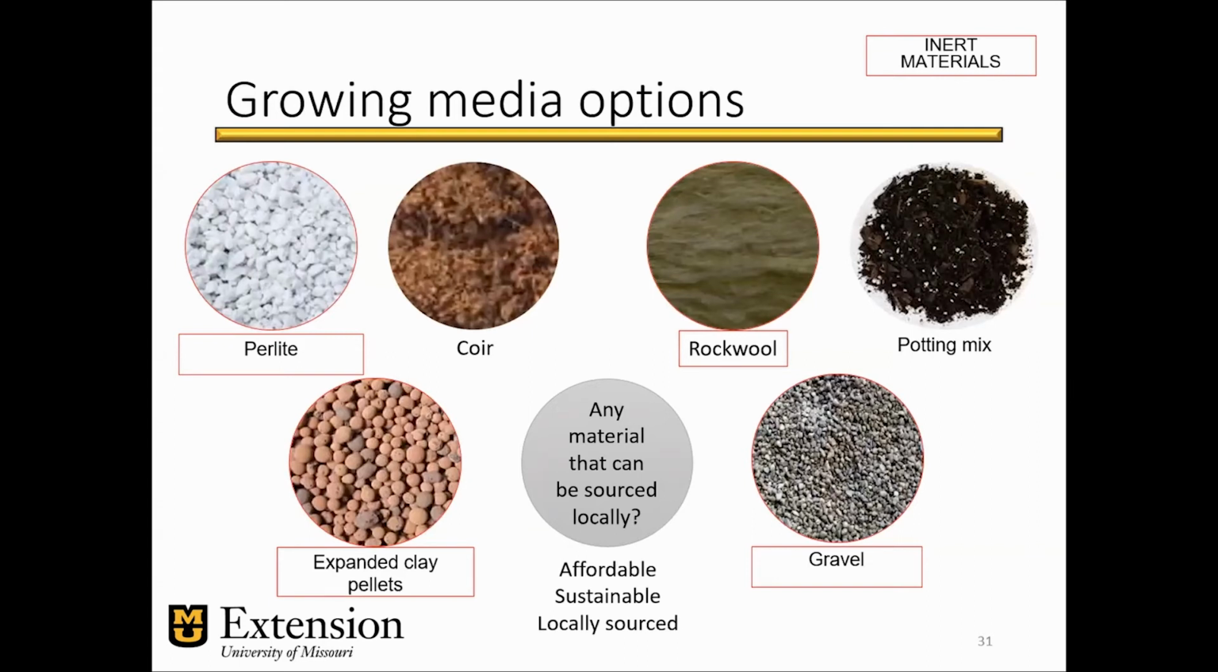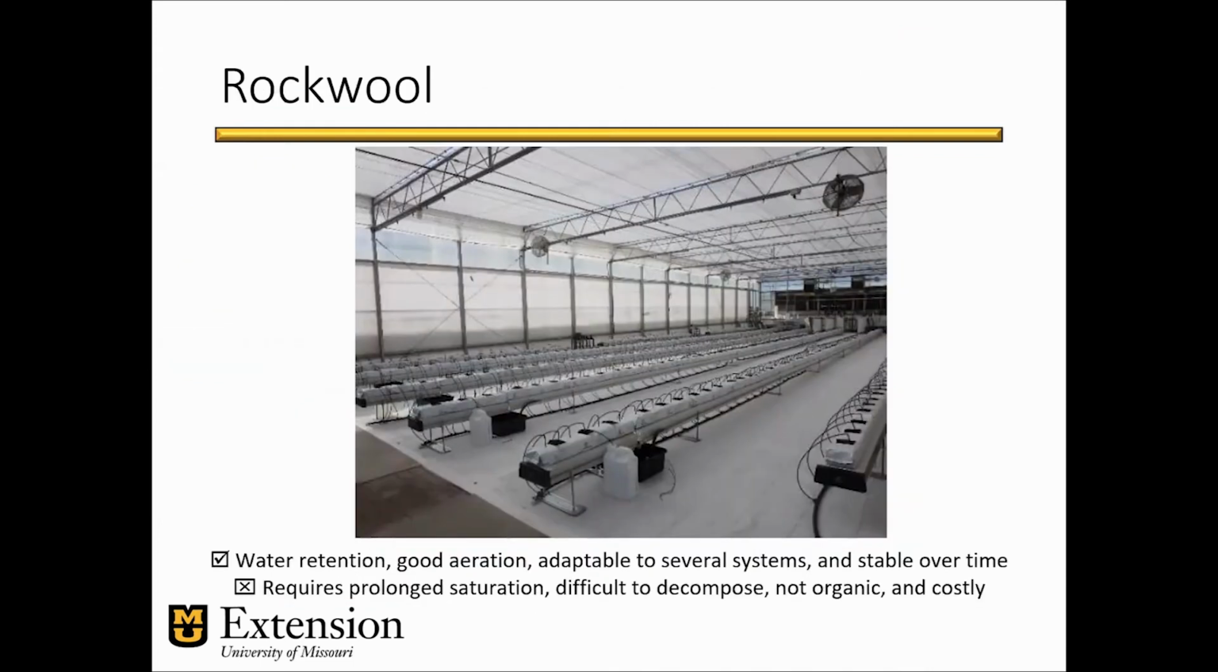So I'm going to give you a brief overview of these materials. Rockwool was initially developed as an insulating material, but you can use it for hydroponic systems. It has good aeration. However, this is one that's not considered organic, even though it's only rock, because of the binder that they use to keep it in that shape. It's stable over the years, so it's not easy to compost. So you have to think about waste management.